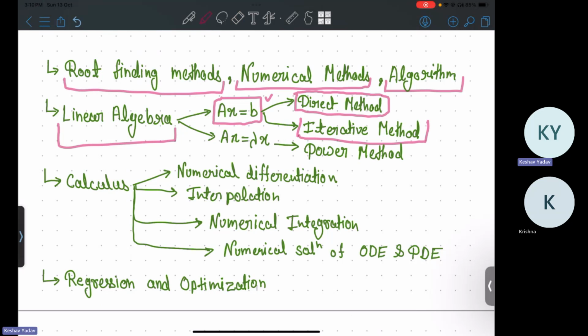We have also seen that a system of non-linear equations can be converted to a series of systems of linear equations using Taylor series expansion.